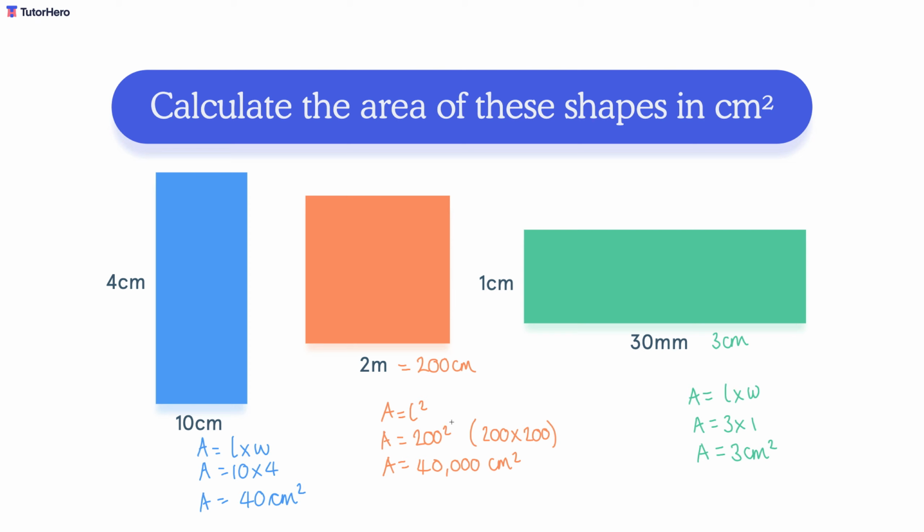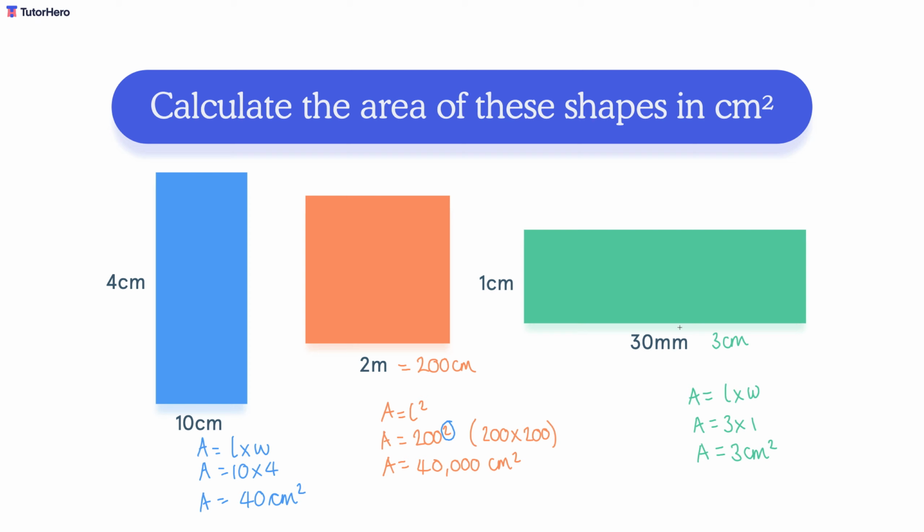Well, we know that the squared symbol means the number multiplied by itself, so 200 times 200. 200 times 200 is 40,000. So the area of this square is 40,000 centimetres squared.